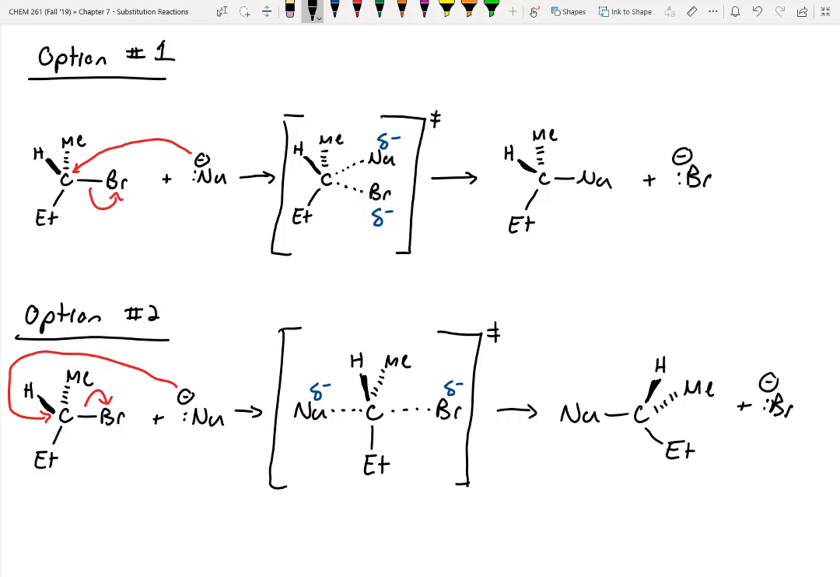All right, does anybody want to share a theory? What do you think? Okay, so the student is saying basically it might be too crowded to do the front face attack. I think that's a reasonable theory. Does anybody have another theory? What do you think?